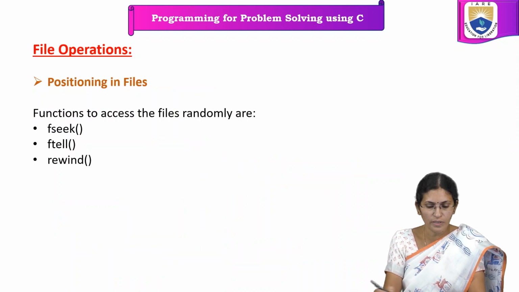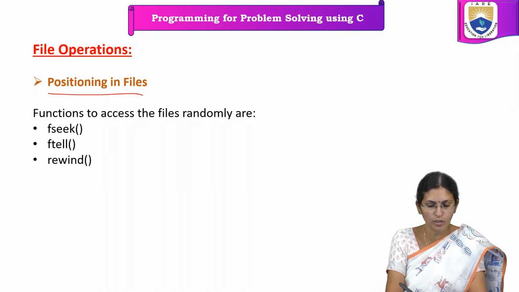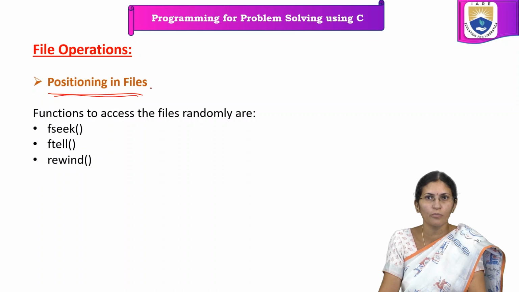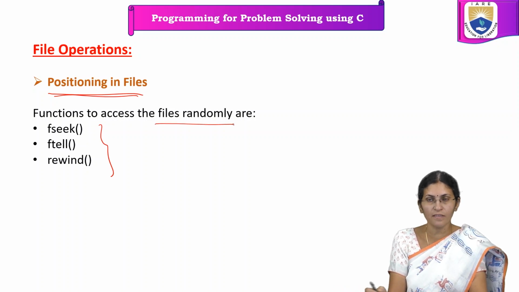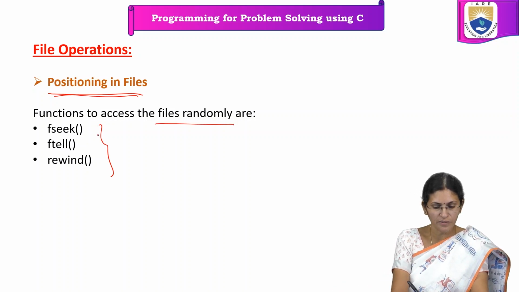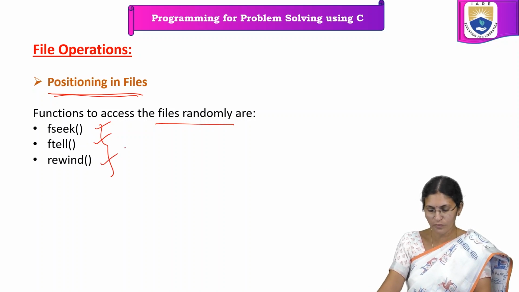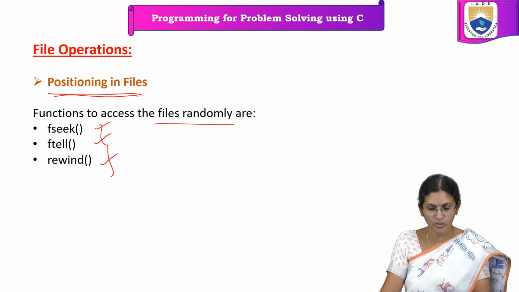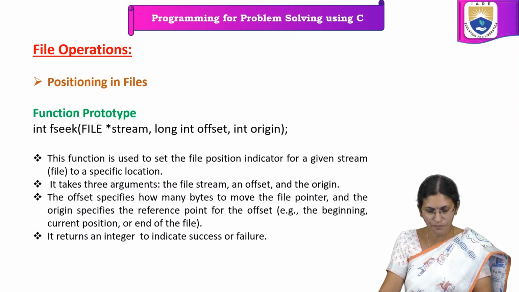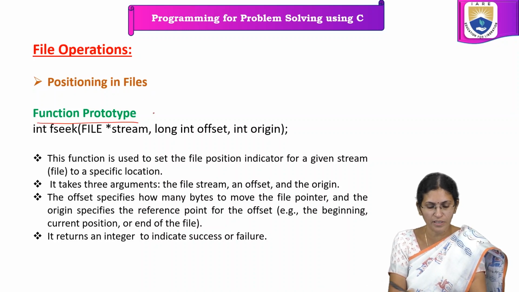Next, we'll see file positioning in files. In order to perform these operations, we have different functions. These are the related functions which we have. The functions to access the files randomly are the fseek function, ftell function and rewind function. With the help of these functions, we can move the file pointer to a particular location and then access the data. First one, the fseek function.